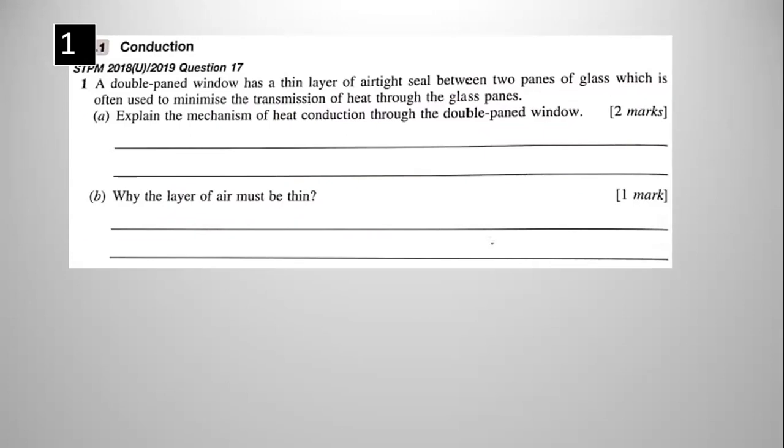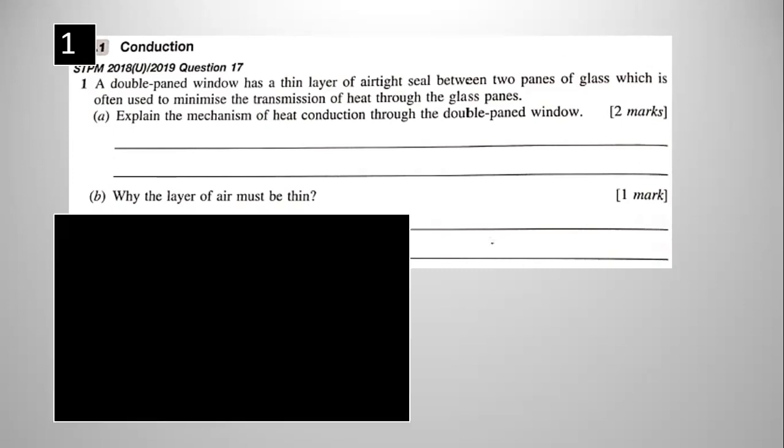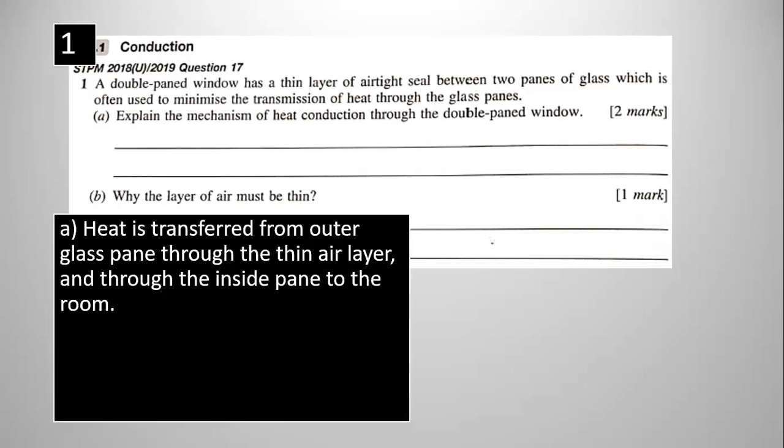Okay, so a double pane window has a thin layer of airtight seal between two planes of glass, right? Two planes of glass, air in between, which is often used to minimize the transmission of heat through the glass plane. Explain the mechanism of heat conduction through the double pane window. Heat is transferred from the outer glass plane through the thin air layer and through the inside pane to the room.